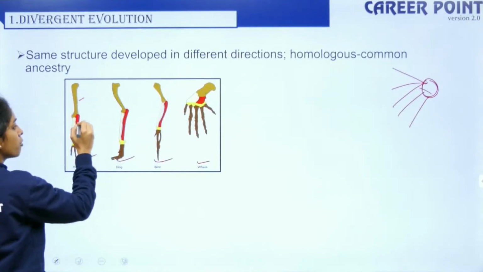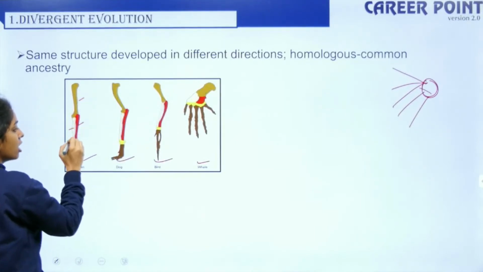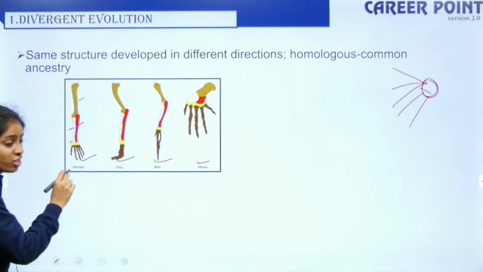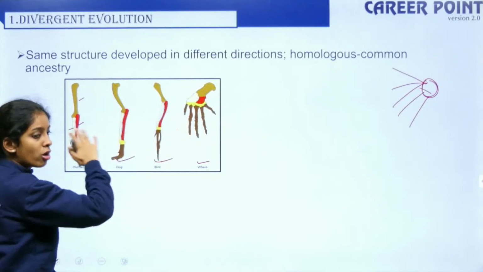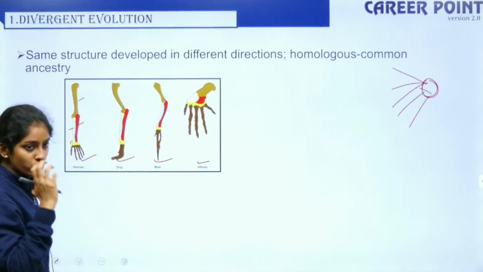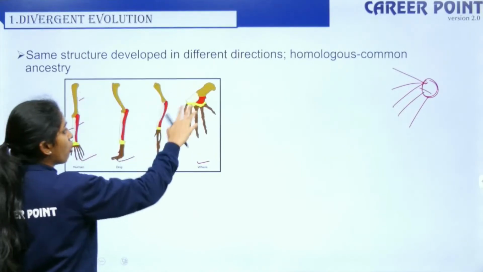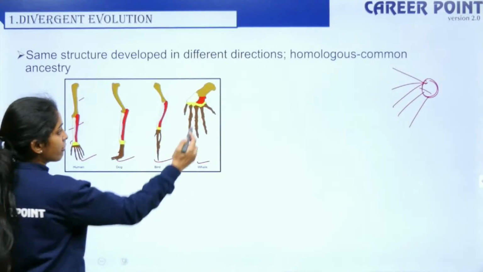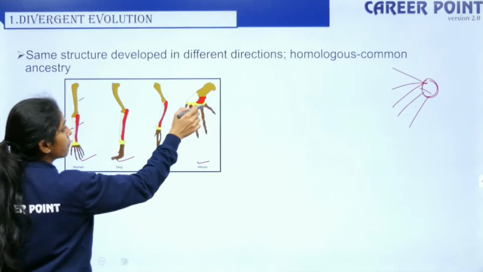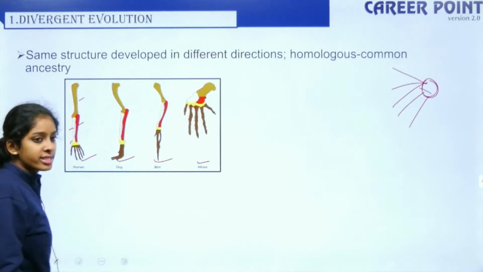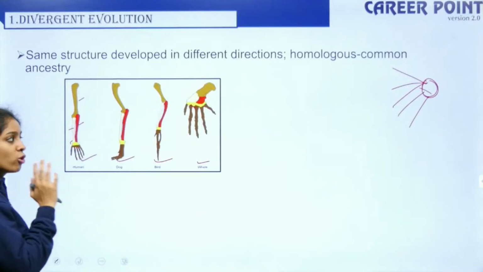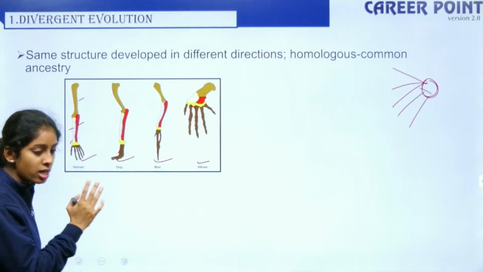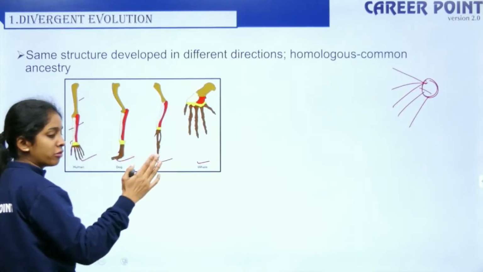So this is your humerus bone, this is your radius, ulna, carpus, metacarpus, phalanges. The same is here, but it's a bit modified, right? But all of them seem to have a common origin. All of them have the 5 digits, right? So you have your fingers, you have your carpus, metacarpus, radius, ulna. Yes, the structure is ultimately the same because they have originated from a common ancestor. But they have a different function.